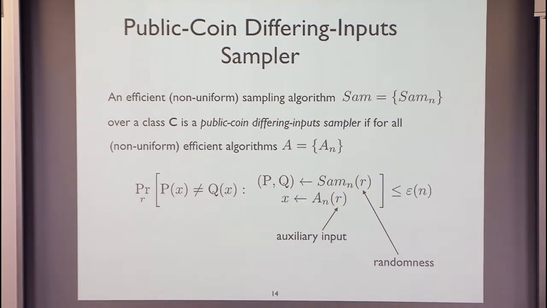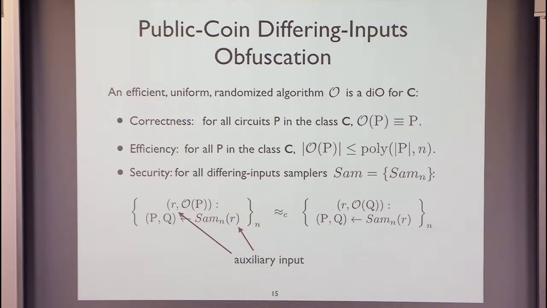okay, and I already explained this to you. So now the notion of public coin DIO is just the same as the original DIO notion, except that you are only working with public coin differing input samplers. Okay? And in particular, pay attention to this part. It is not Z anymore. The distinguishing algorithm gets the same coins as input as the sampler.